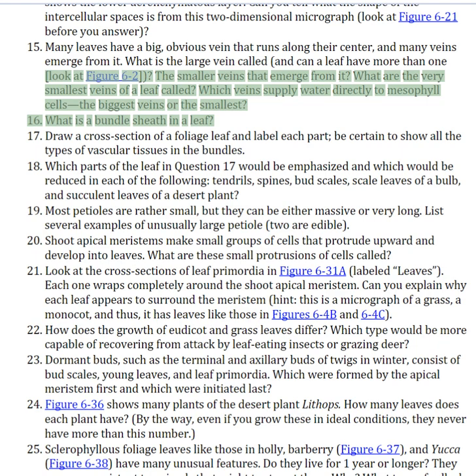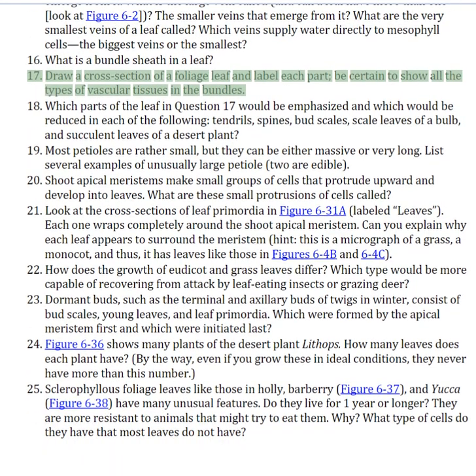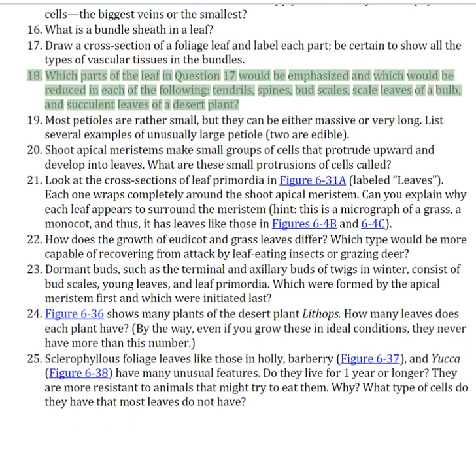16. What is a bundle sheath in a leaf? 17. Draw a cross-section of a foliage leaf and label each part. Be certain to show all the types of vascular tissues in the bundles. 18. Which parts of the leaf in question 17 would be emphasized and which would be reduced in each of the following: tendrils, spines, bud scales, scale leaves of a bulb, and succulent leaves of a desert plant?